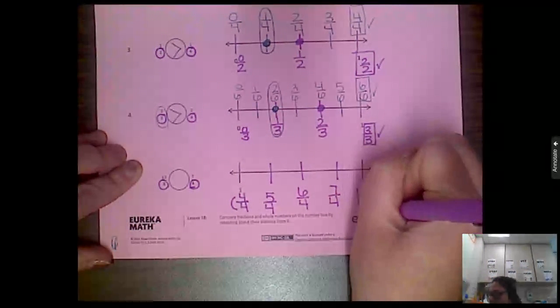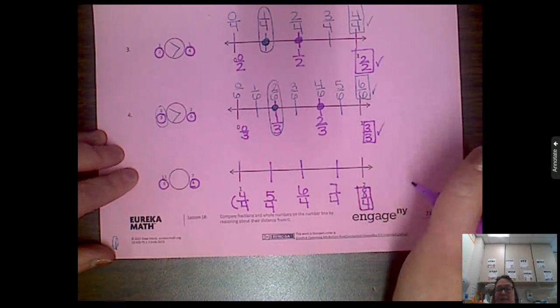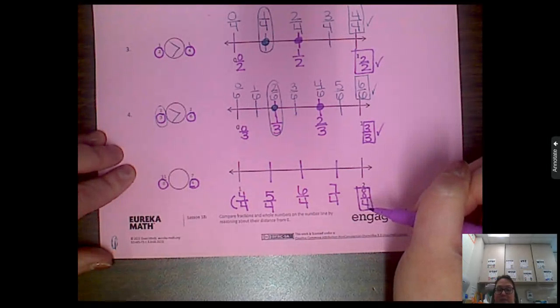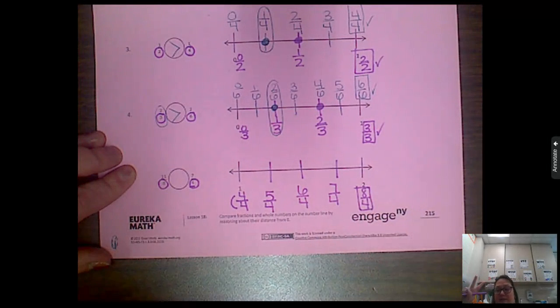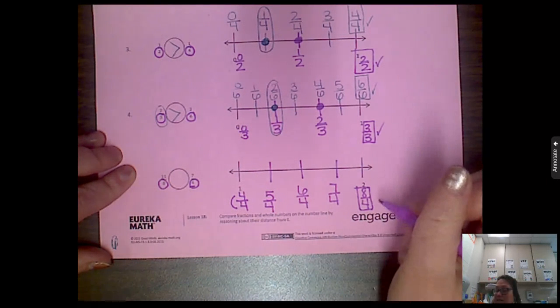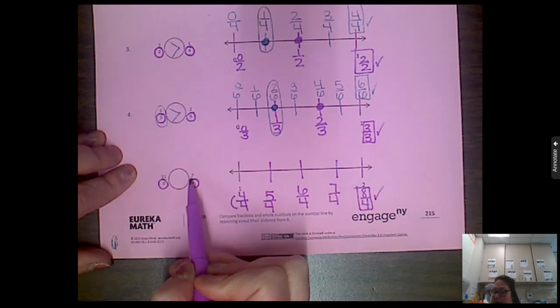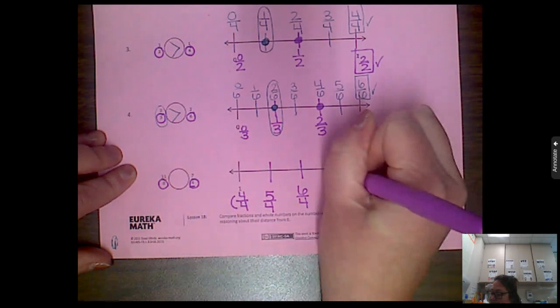And I'm going to put a box around it because we're at a whole. And I'm going to do a check. So I'm going to say to myself, what is 8 divided by 4? 4 goes into 8 twice. I'm at 2 wholes. Check, I know that I'm correct. Okay, and I'm going to put a point at 7/4.